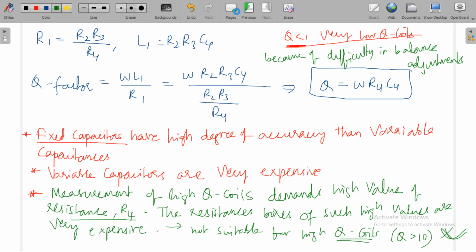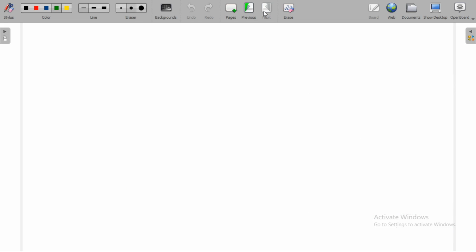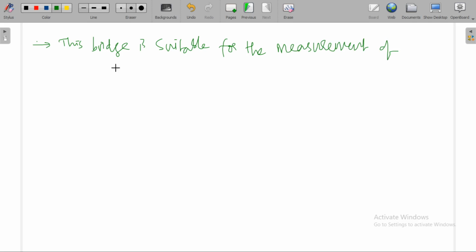So this bridge is suitable for the measurement of medium Q coils. In some textbooks it is given as low Q coils, that is 1 less than Q less than 10.